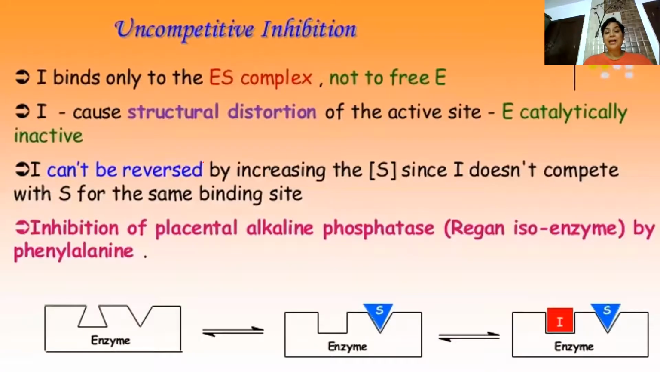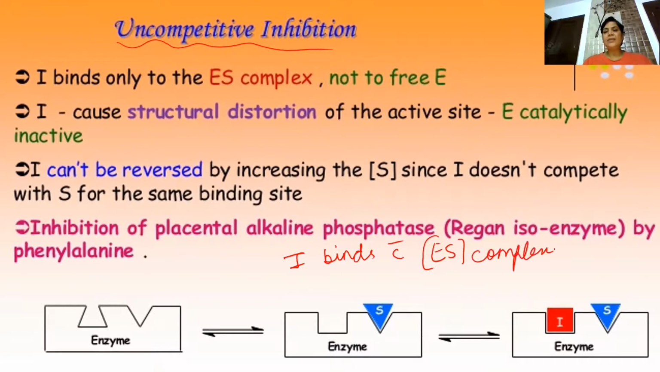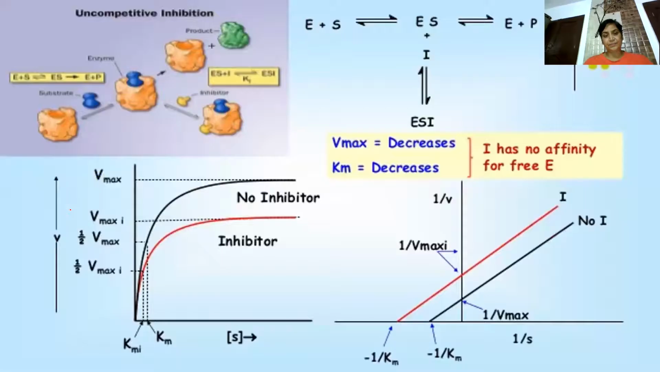Then we come over to the last inhibition, which is actually very rare, uncompetitive inhibition. Always remember the basic difference between the different types: the inhibitor binds with only the enzyme-substrate complex. This is the major difference between these. And the example, it is very rare, is inhibition of placental alkaline phosphatase by phenylalanine. So this is uncompetitive inhibition.